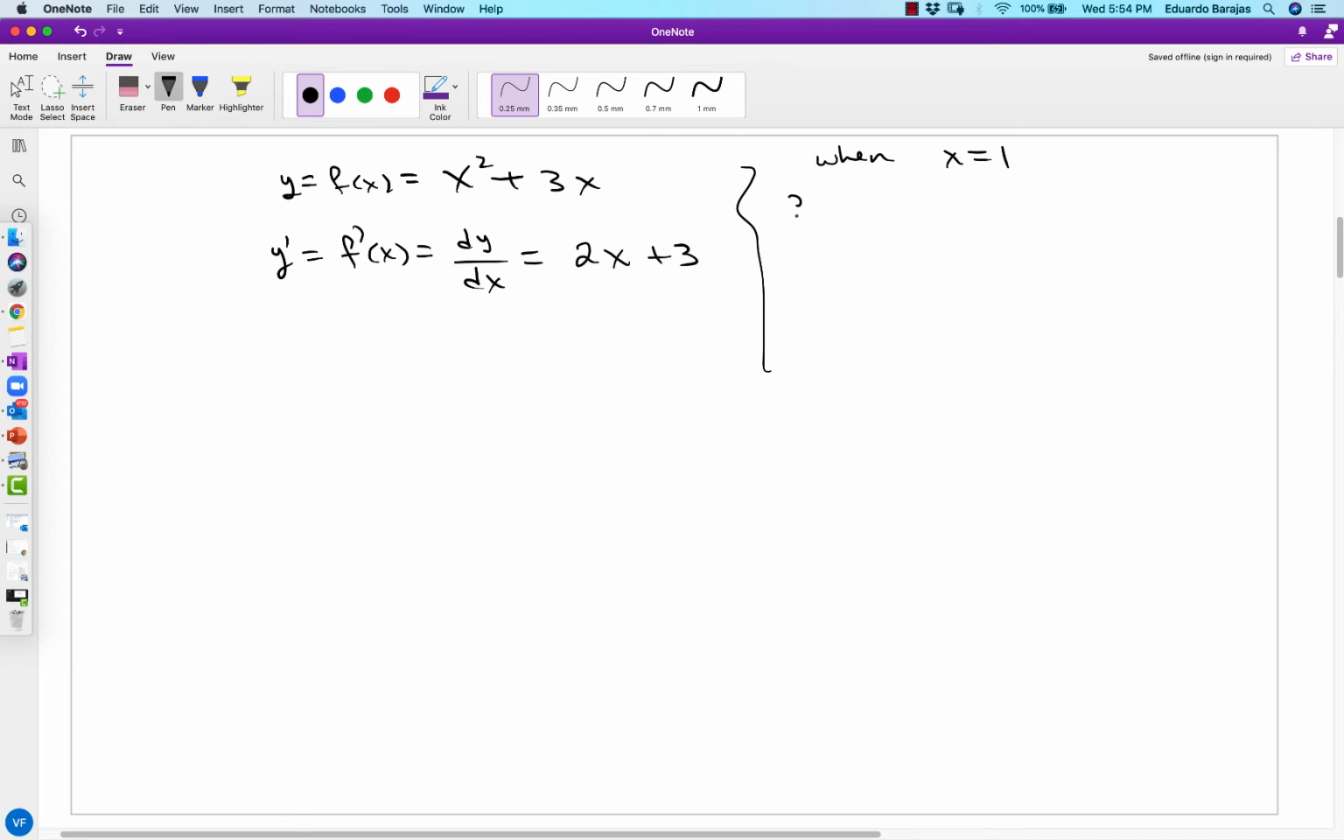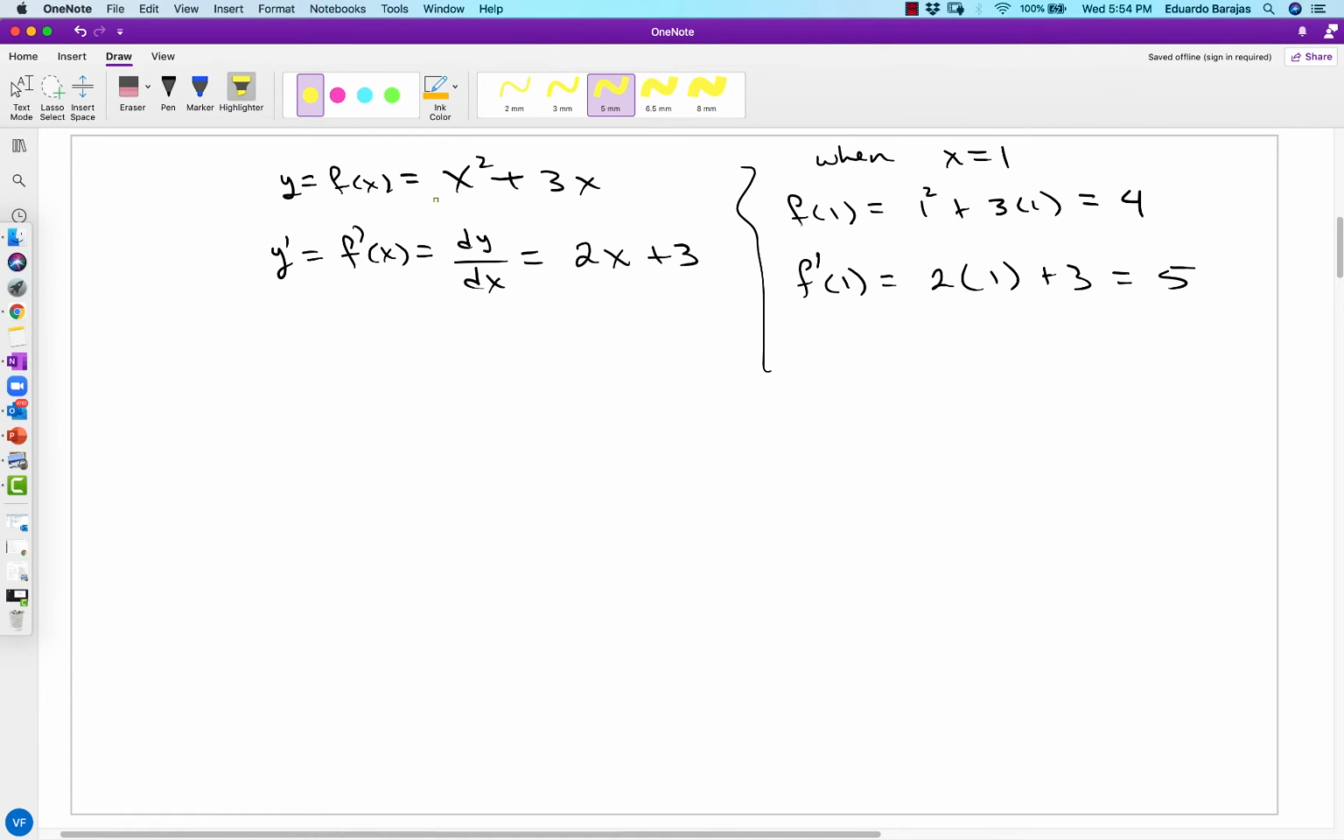Okay, so now if I think about evaluating these when x equals 1, that means f of 1 is going to be equal to 1 squared plus 3 times 1, which gives me 4. And f prime of 1 is going to be equal to 2 times 1 plus 3, which equals 5.